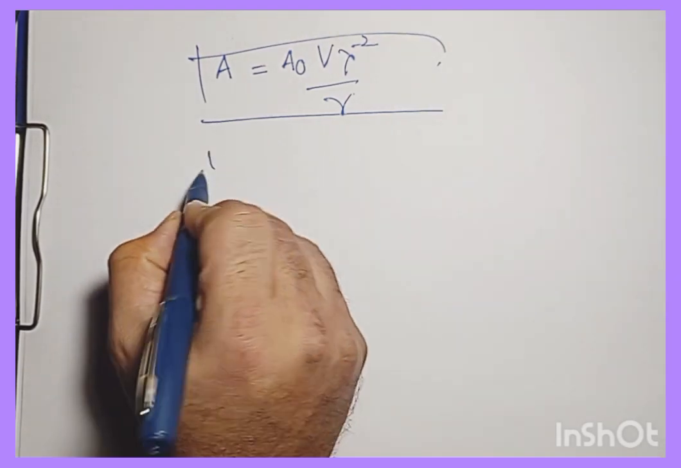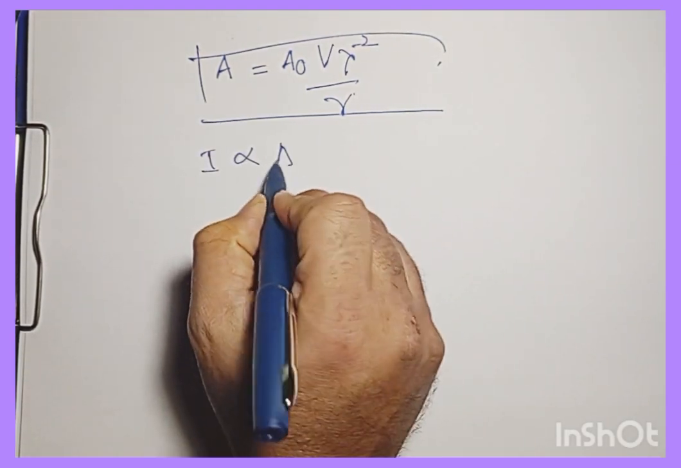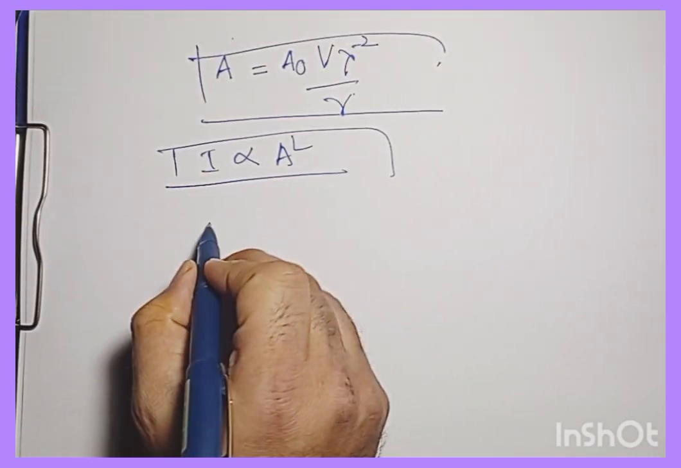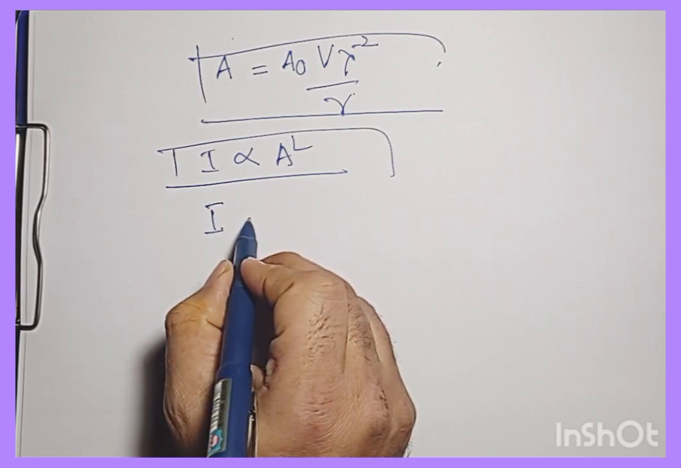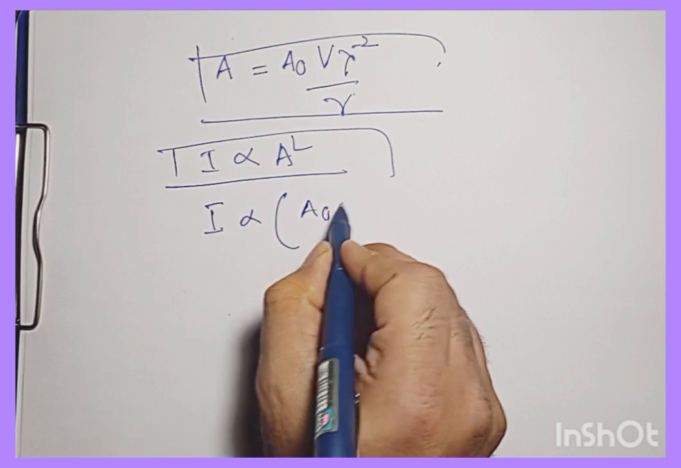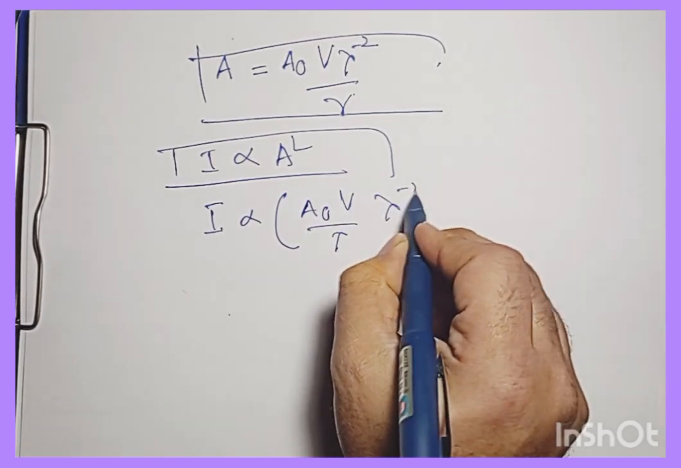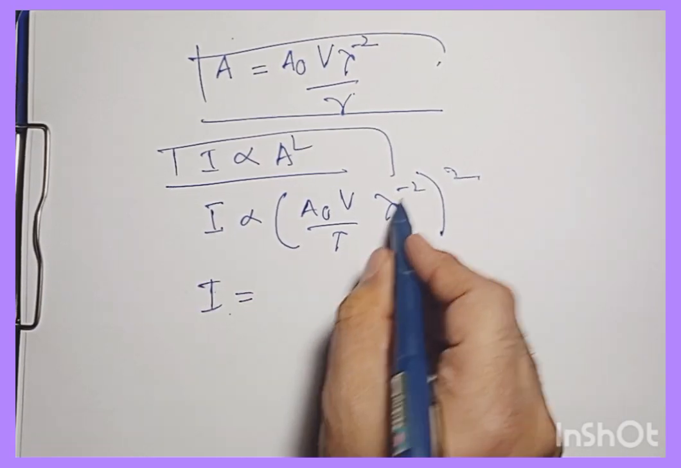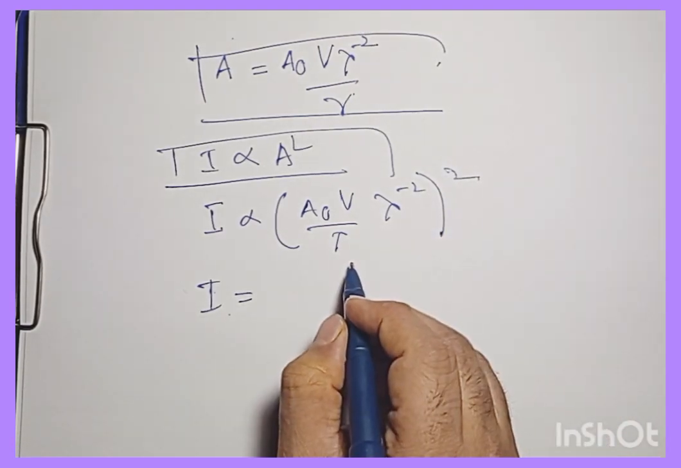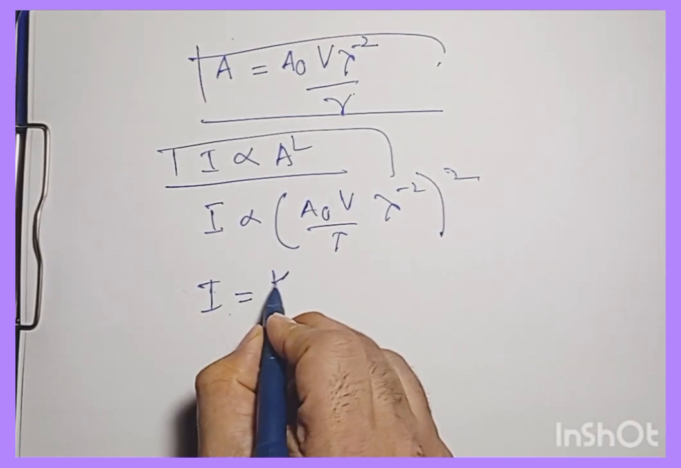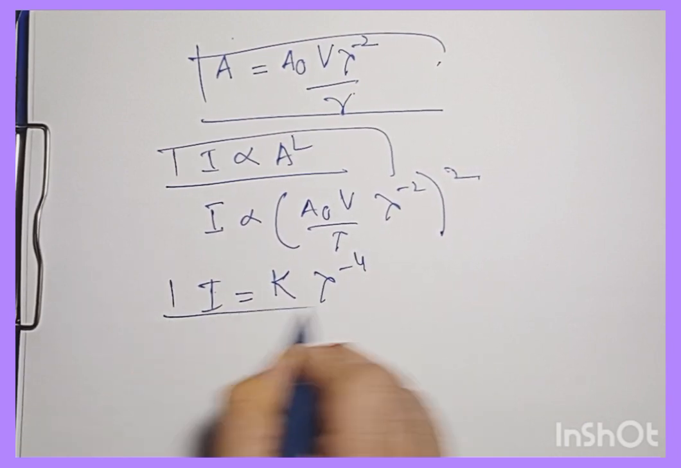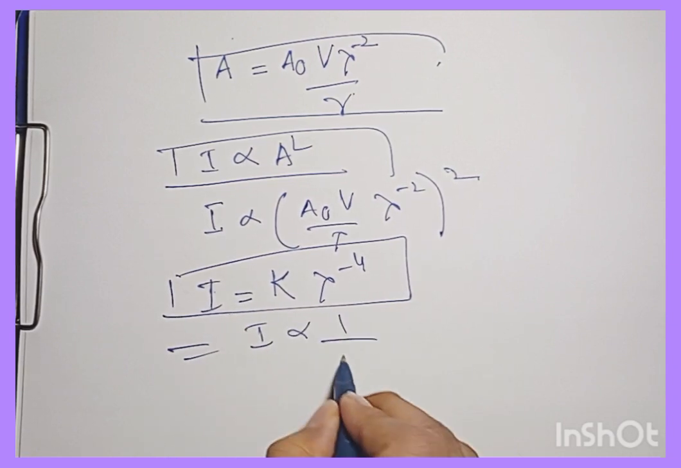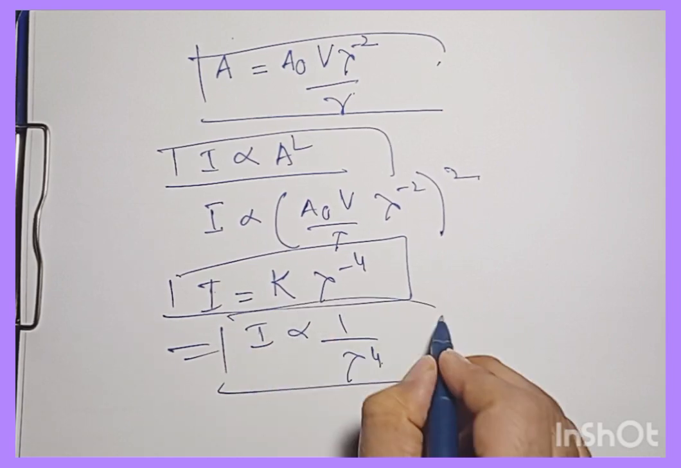Now, intensity is directly proportional to the square of amplitude. So what will be the intensity of the scattered light? This intensity will be proportional to A naught V by lambda raised power minus 2 whole square. So this intensity will be equal to, here we will have lambda raised power minus 4, and everything else can be boiled down to a constant k lambda raised power minus 4. What we can see from this equation is that intensity is inversely proportional to the fourth power of wavelength.